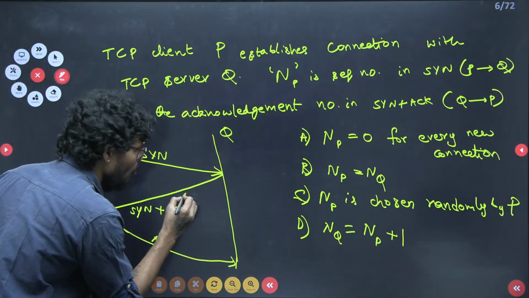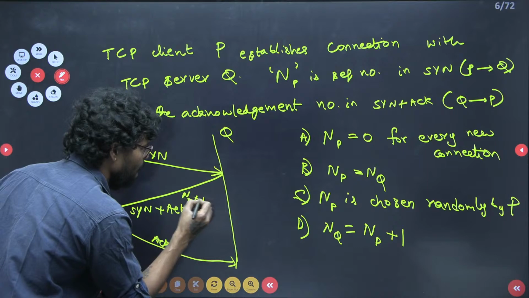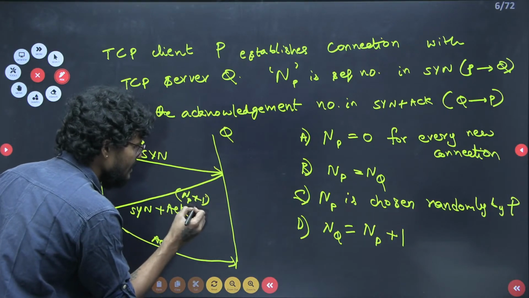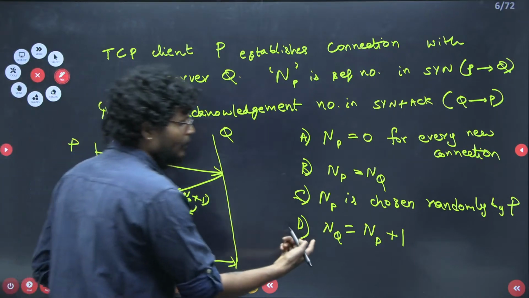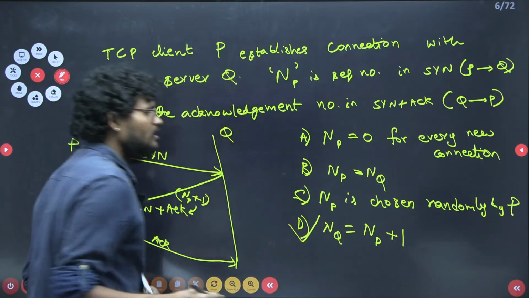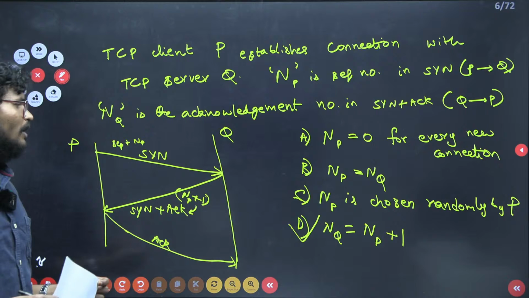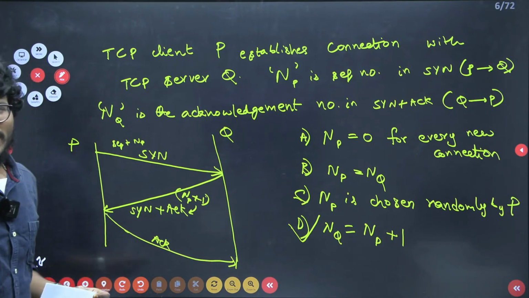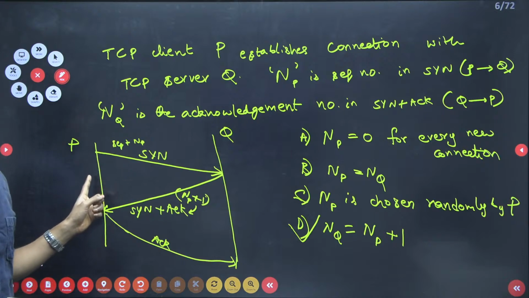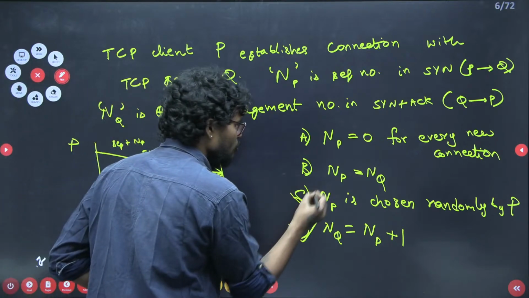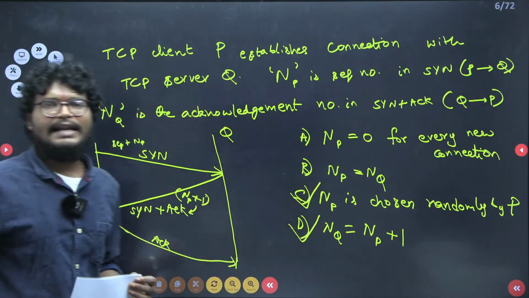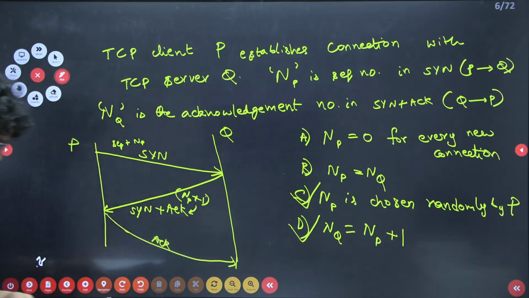So acknowledgement is always the next expected packet number. So NP plus 1 is the acknowledgement on the SYN plus acknowledgement packet. Therefore, we have NQ equal to NP plus 1. This is one correct option. Besides, we also need to remember that in a TCP connection establishment, we always start with a random sequence number. So option C is also correct: NP is chosen randomly by TCP client P. So we have option C and option D as correct answers here.